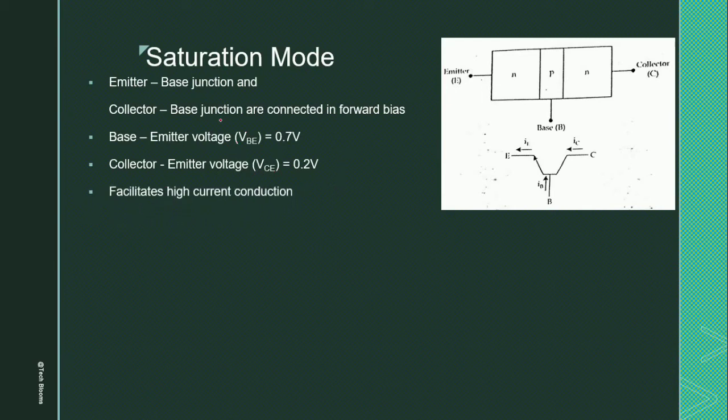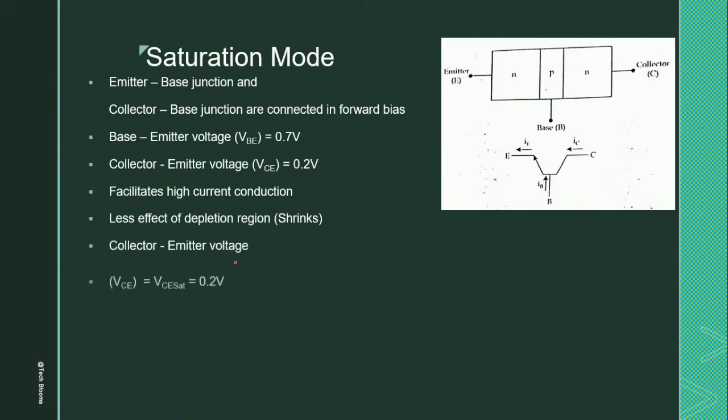And here in this case, the transistor in saturation mode conducts high current, facilitates high current conduction from emitter to collector. So as a result, there is less effect of the depletion region. That is, the depletion region shrinks. And your collector emitter voltage is given by VCE sat, that is saturation voltage, which is nothing but 0.2 volts. The saturation voltage is nothing but 0.2 volts.